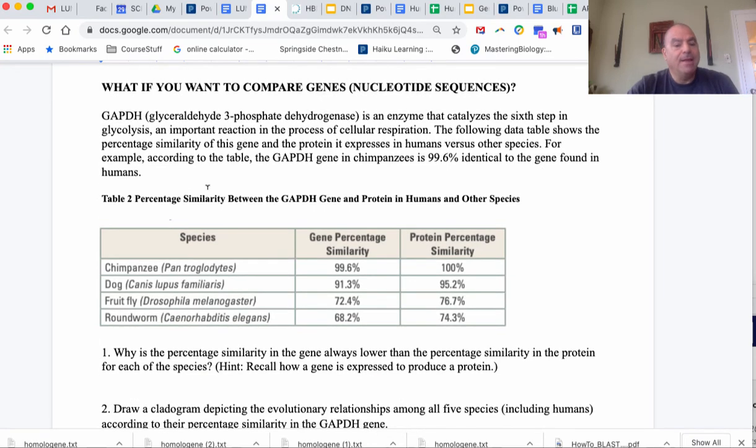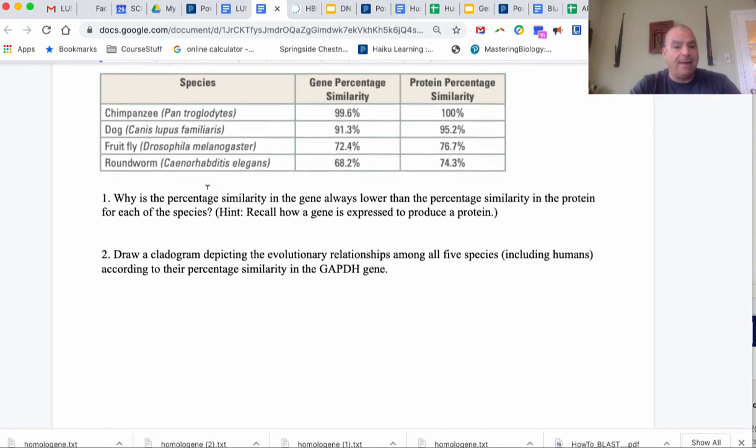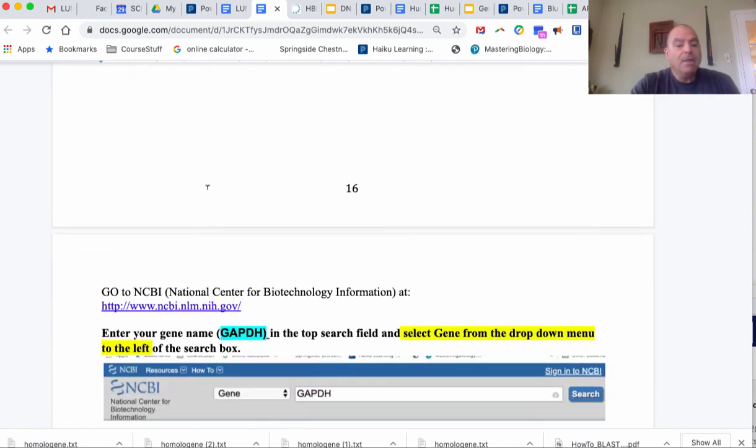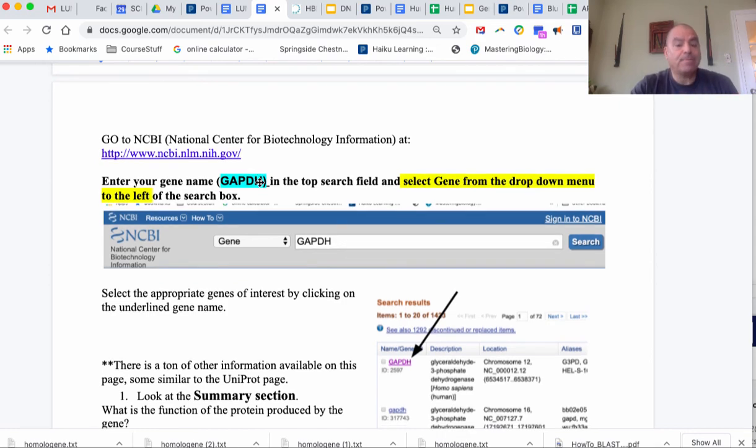Next thing is, what if you want to compare genes? This is a little warm-up activity at first. You're not going anywhere. You're just analyzing this table. So I gave you all the examples for using this gene, GAPDH, one of the genes that makes the enzymes that are part of the first steps of glycolysis. So lots of organisms have this.